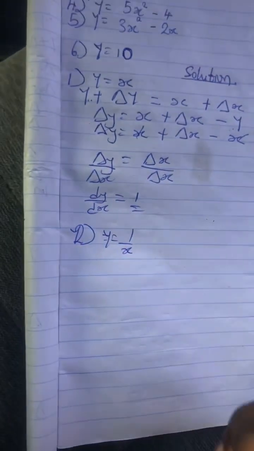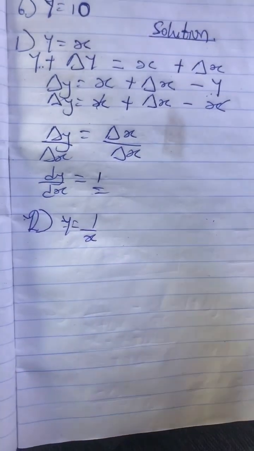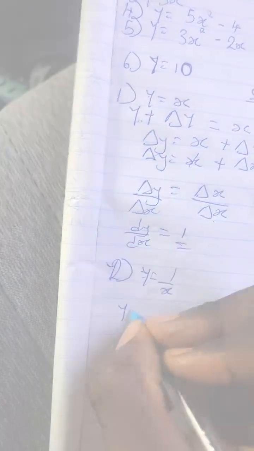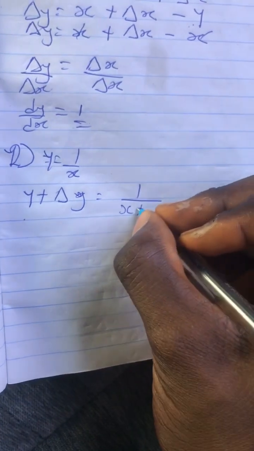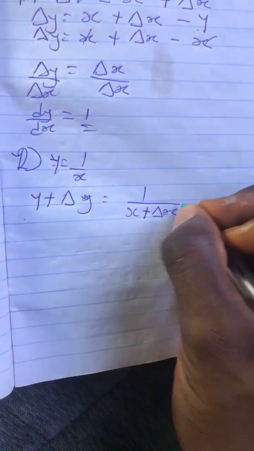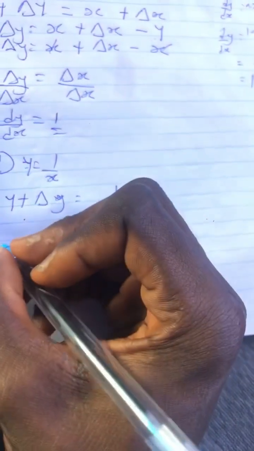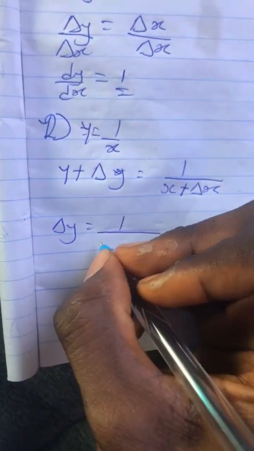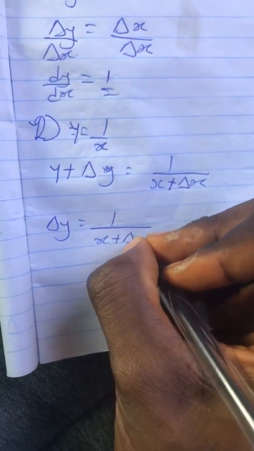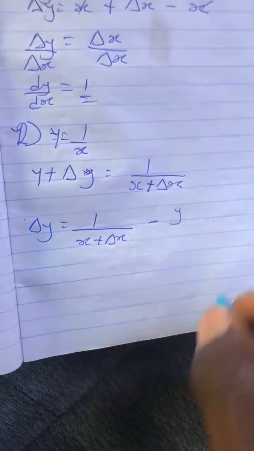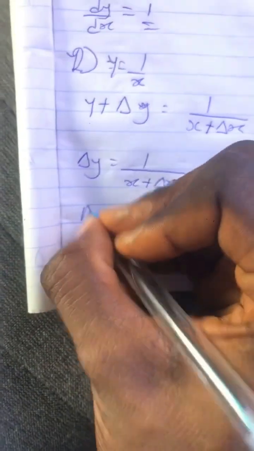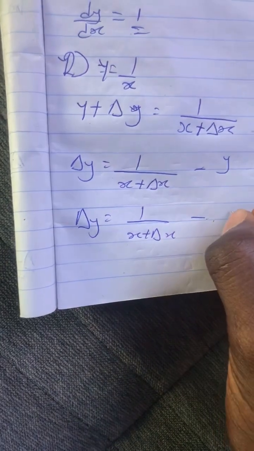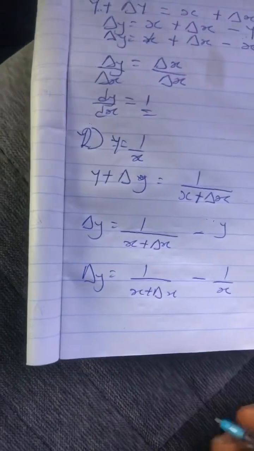Y is equal to 1 over x. So using first principle, you can press pause and give it a try, and let's see whether we arrive at the same answer. So this is the same as the following: y plus change in y is equal to 1 over x plus change in x. You collect like terms, that will be change in y is equal to 1 over x plus change in x minus y. So that will be change in y is equal to 1 over x plus change in x minus 1 over x, because y is equal to 1 over x.